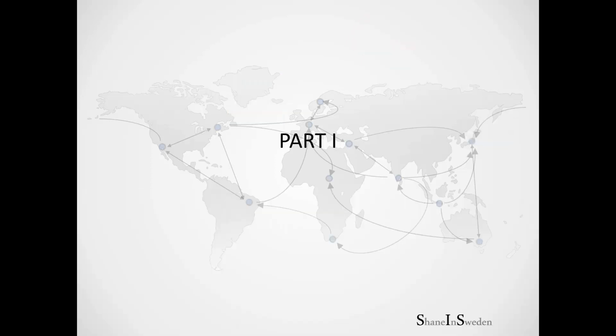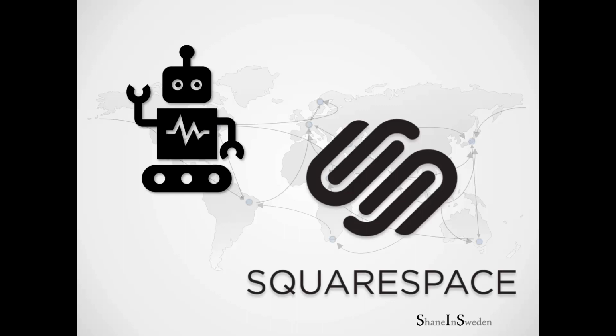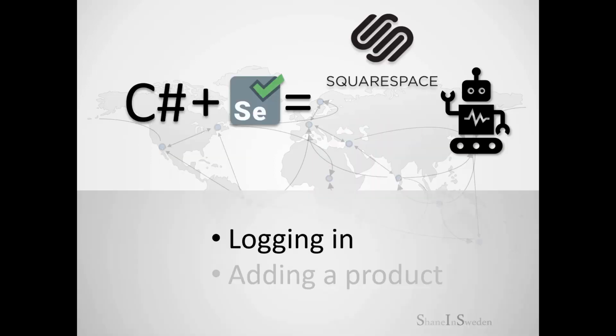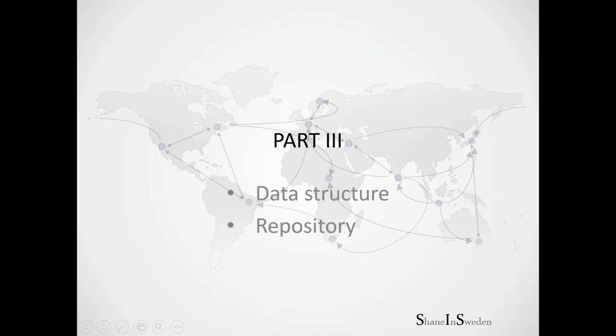Now, in the first part of our video series we looked at what Squarespace was, what automation was, and why you'd want to consider automating tasks. In the second part of the series we looked at how we could use C# and Selenium to automate logging into Squarespace. In part 3, we created the digital structures we need to store attribute information that would describe a digital product, and we worked with the test repository to store and read that product information.